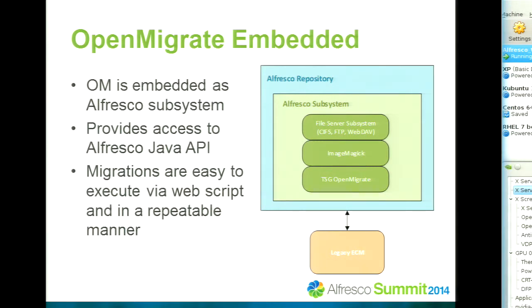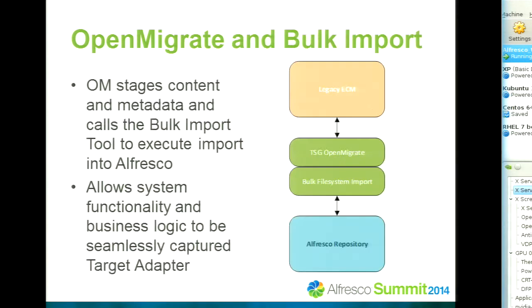So the benefit there is that we access the Java API directly. We can execute them via web script. Also great when you're going to do an ongoing migration into the repository. One thing we've also done is integrated with Alfresco's bulk import tool. In that case, we actually use Open Migrate to capture all the business logic to create all the metadata to import into Alfresco. Then we hand it off to the bulk import tool, and it runs and imports it into the repository.